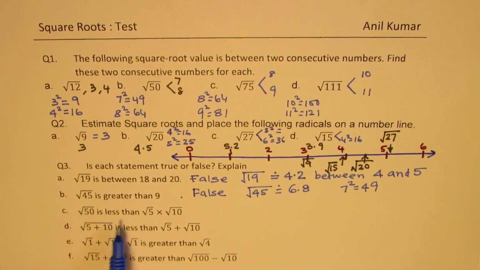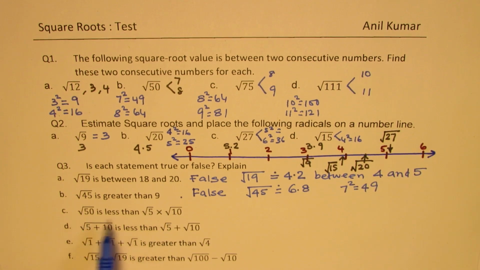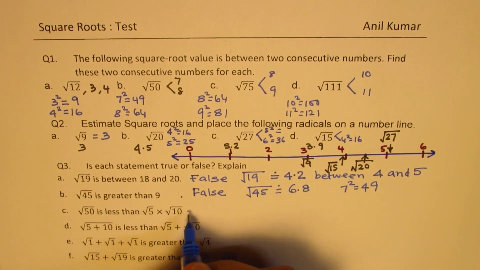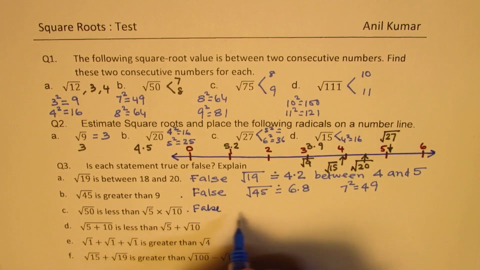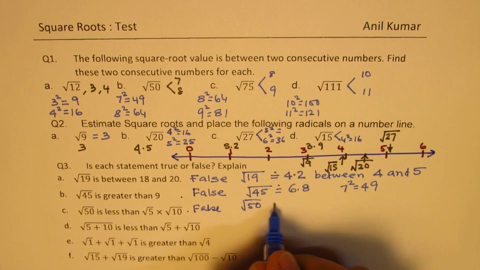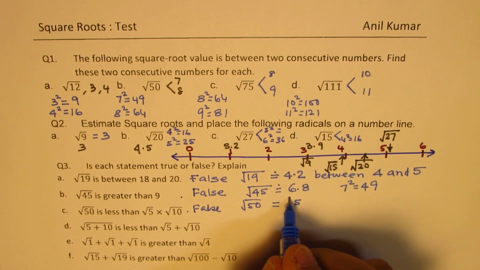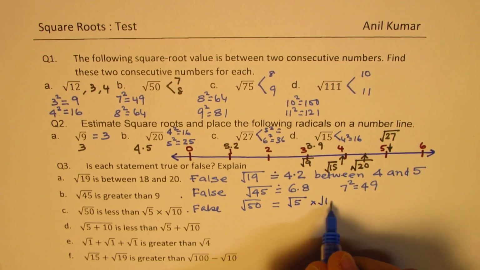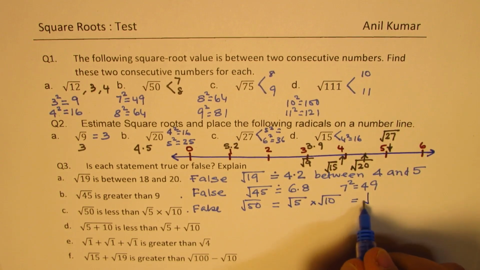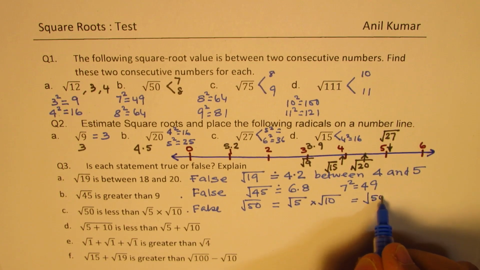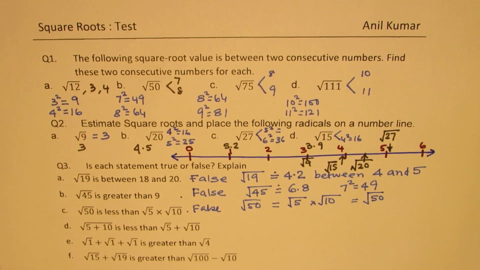Now, square root of 50 is less than square root of 5 times square root of 10. Well, they are exactly the same, so this is also false. We know square root of 50 is equal to square root of 5 times square root of 10. When you multiply, you really get 5 times 10 within the square root. So they are equal.